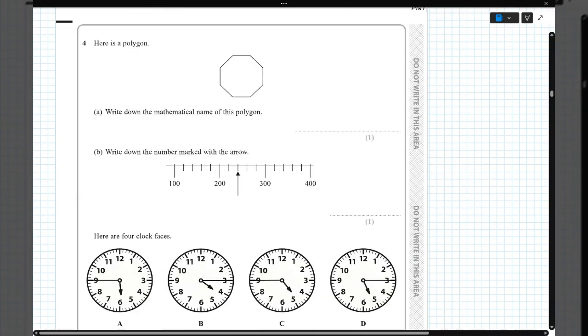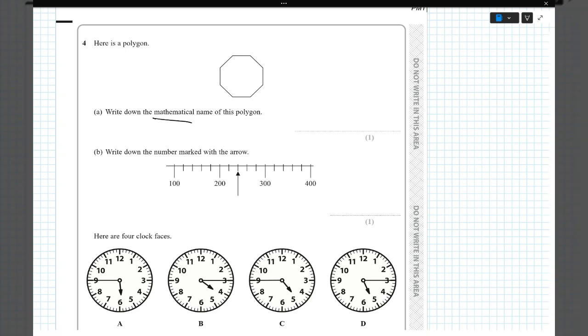Right, question 4. Here's a polygon. Write down the mathematical name of this polygon. I like that they've added that in there because I once had a pupil who named a polygon Bob. So we've got 1, 2, 3, 4, 5, 6, 7, 8. So it's an octagon. I don't know if it's an octa or an octagon. Octagon, that'll do.